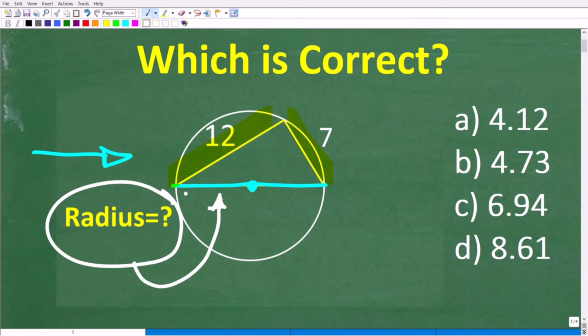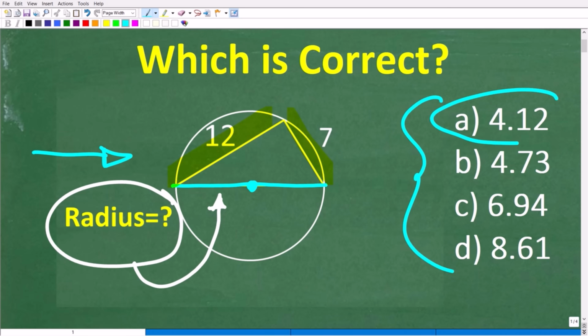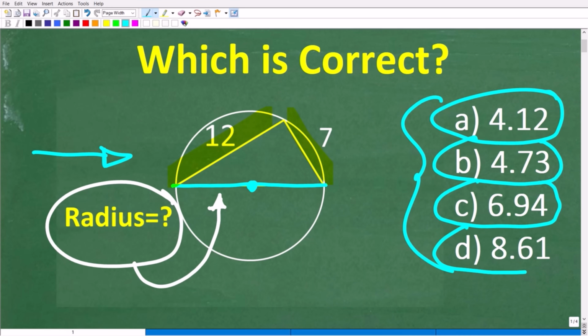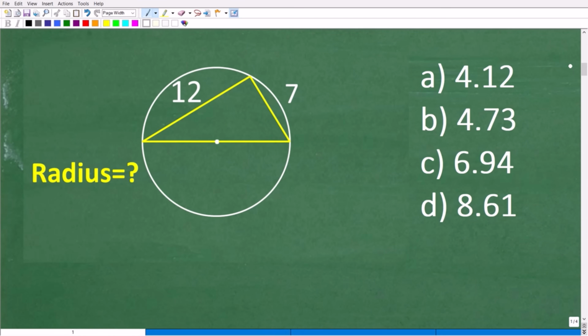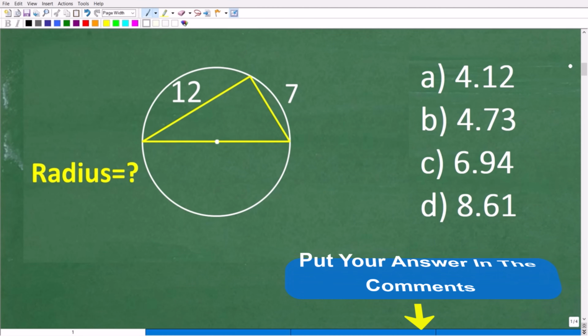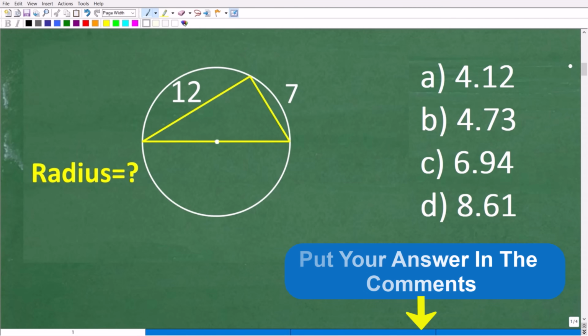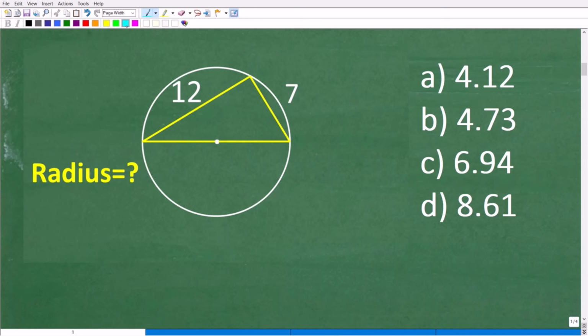Well, we have a multiple choice question here, and let's take a look at our answers. So A is 4.12, B is 4.73, C is 6.94, and D is 8.61. There's a lot of people that can solve this problem, but they're probably stuck on one part of the problem. Or they're looking at it and saying, there's something about this problem that appears to be something. Matter of fact, I'll just tell you right now.